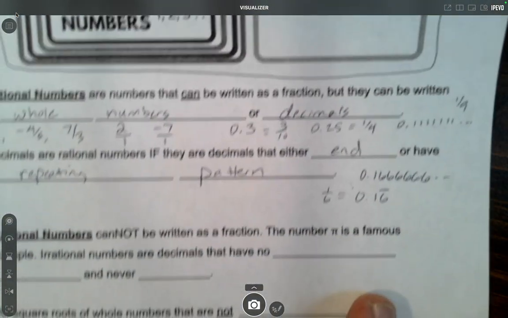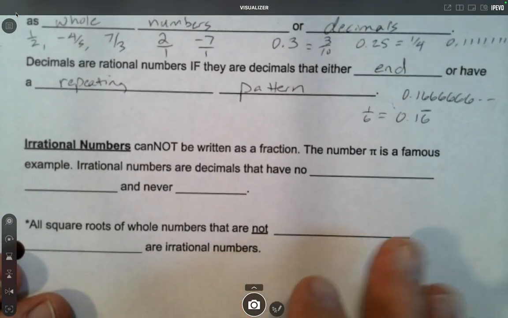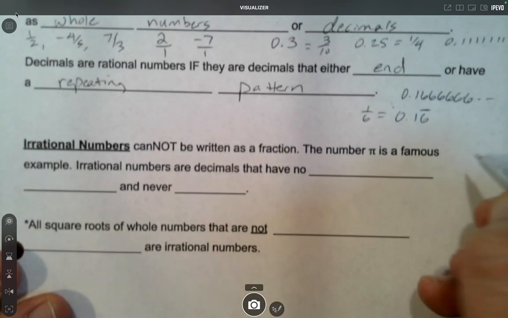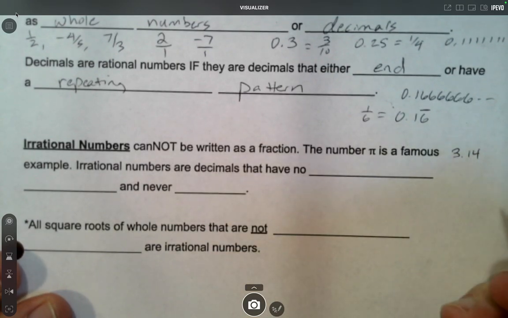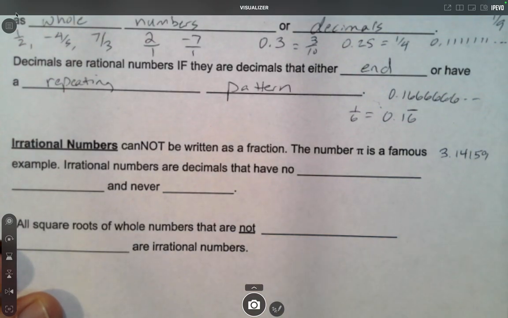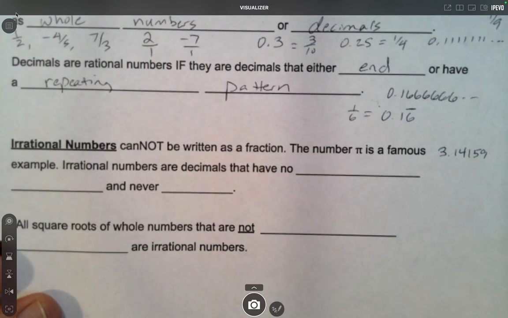But let's just fill in the blanks down here, and I'll talk more about it as we do. So the number pi is a famous example. Now you might know 3.14, and some of you may know a few more digits like 159. But I think they've studied and figured out pi out to like millions of decimal places, but it never ends, and there's no repeating pattern that they can detect. So pi is an example of something we cannot write as a fraction.